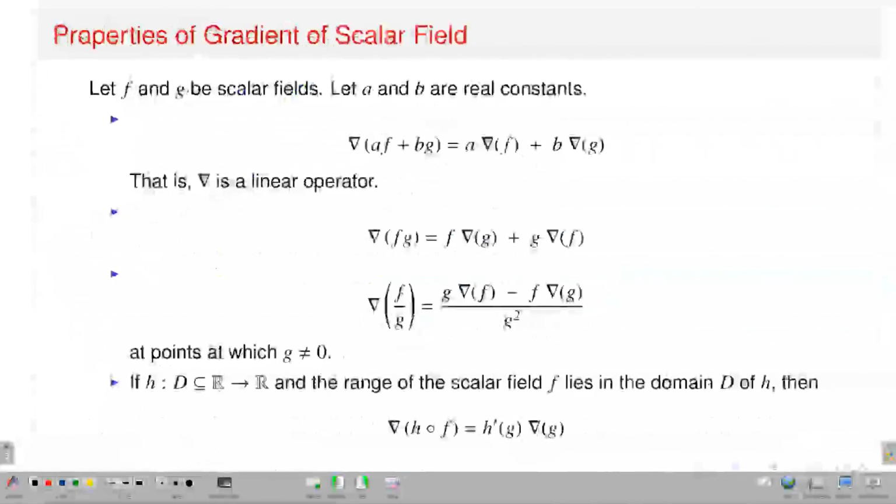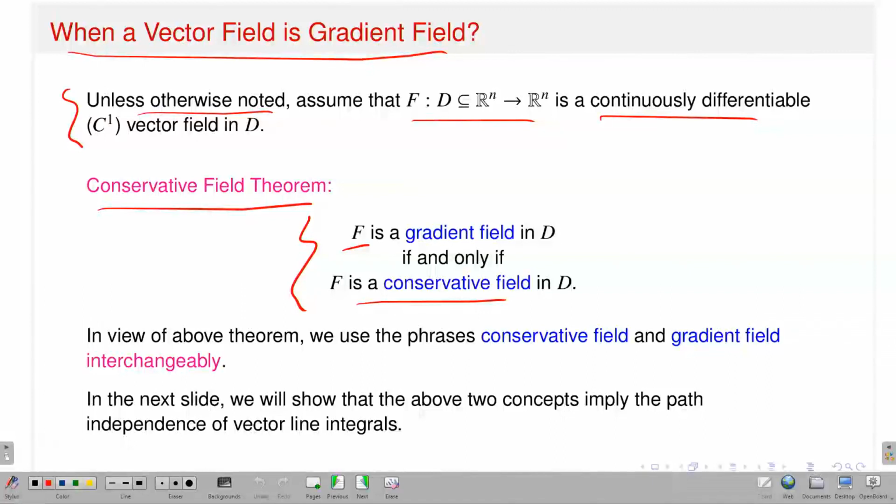And then what I am saying is that when my vector field becomes a gradient vector field, this is the theorem: if capital F is a conservative vector field, then it is a gradient vector field, and if F is a gradient vector field, it is a conservative vector field. So, in view of the above theorem, we use the phrases conservative vector field and gradient vector field interchangeably, because both are equivalent. Depending on the situation, I will say whether it is conservative or whether it is a gradient vector field.